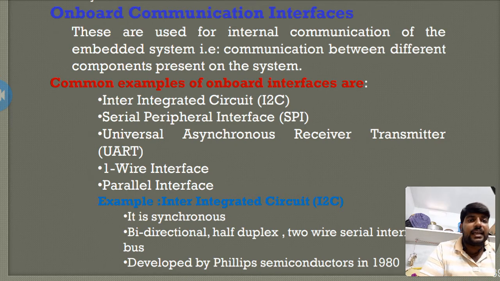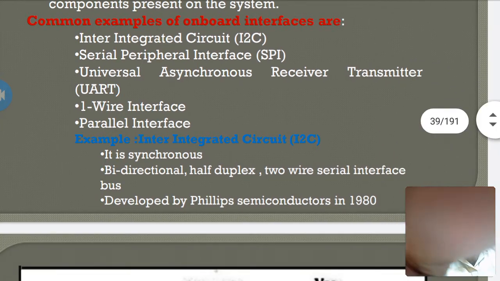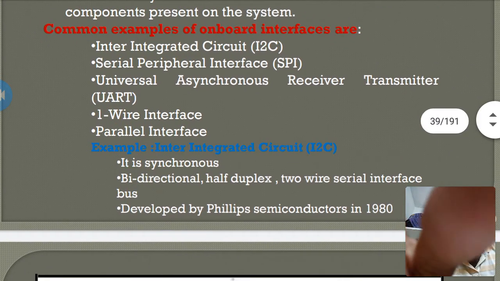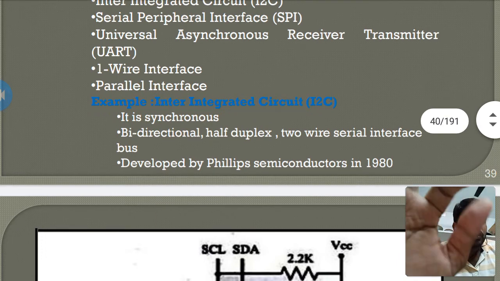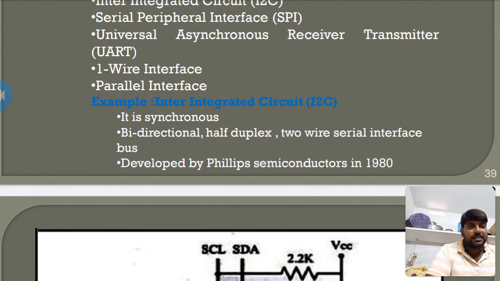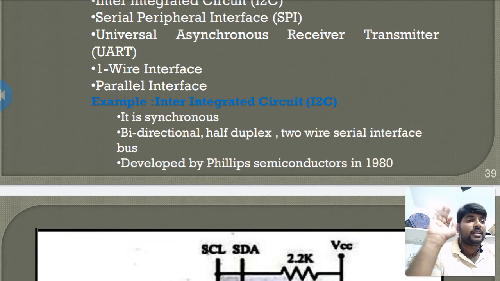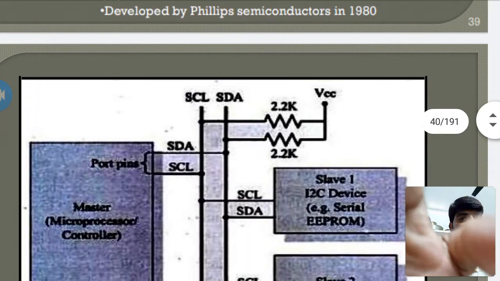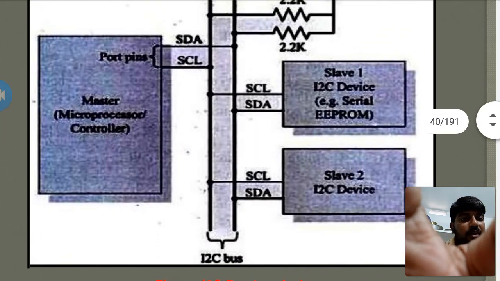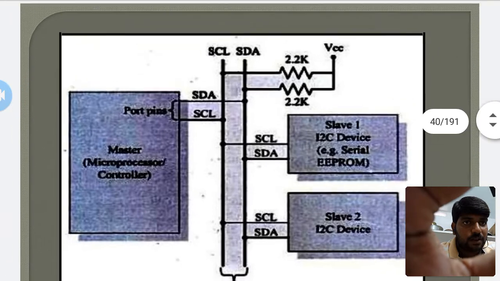the inter-integrated circuit, or I2C bus. It is a bidirectional half-duplex, two-wire serial interface bus developed by Philips Semiconductors in 1980. This technology was developed in 1980 as half duplex, not full duplex. So let us look at the figure of the I2C bus.